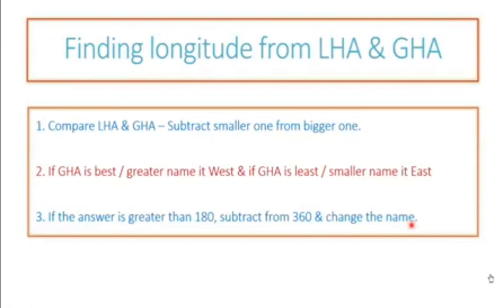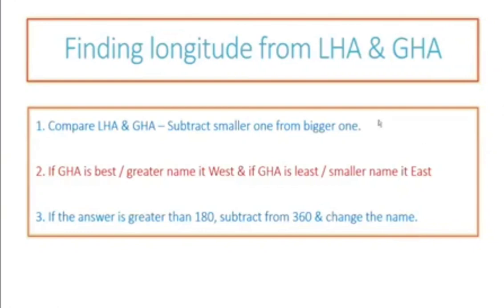So this is the simple procedure. Compare both of them, find the difference, subtract the smaller one from the bigger one. GHA best, longitude west; GHA least, longitude east. If the answer is greater than 180, subtract from 360 and change the name. You have the longitude known to you. So clear beta? Let's move ahead?